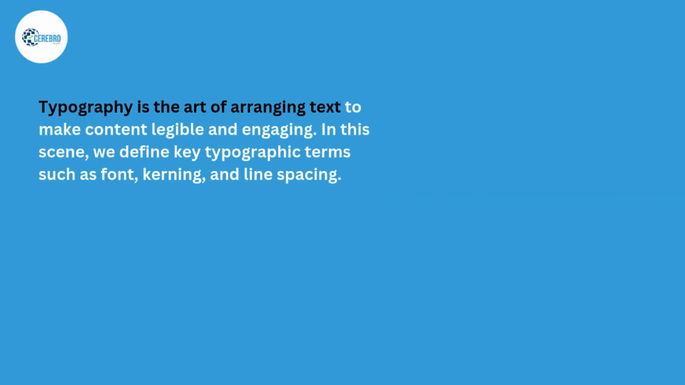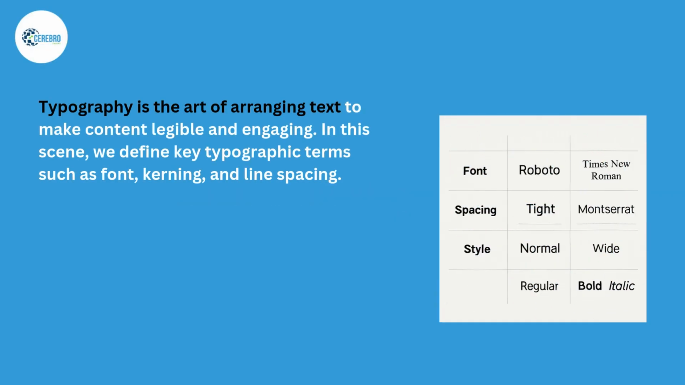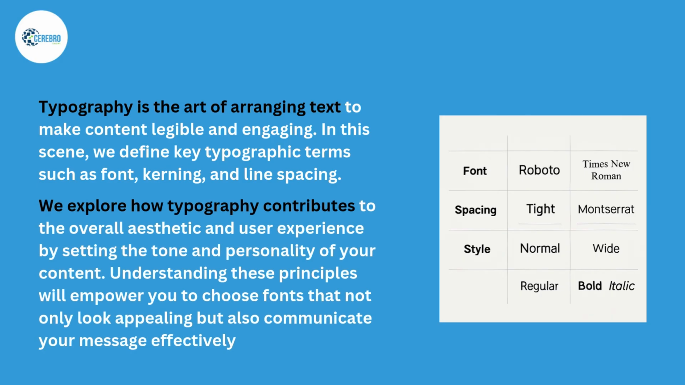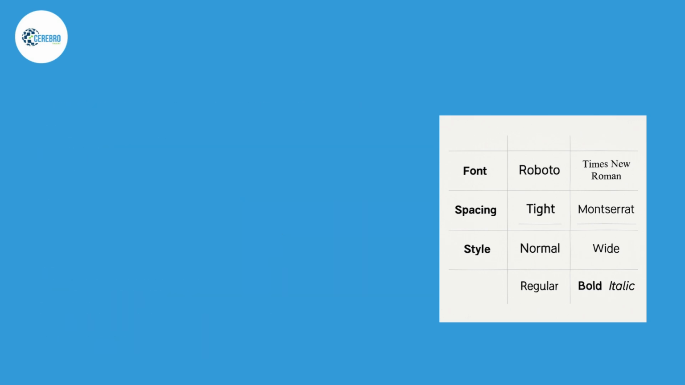Typography is the art of arranging text to make content legible and engaging. In this scene, we define key typographic terms such as font, kerning, and line spacing. Visuals of website screenshots illustrate how different fonts and text sizes influence readability and brand perception. We explore how typography contributes to the overall aesthetic and user experience by setting the tone and personality of your content. Understanding these principles will empower you to choose fonts that not only look appealing, but also communicate your message effectively.